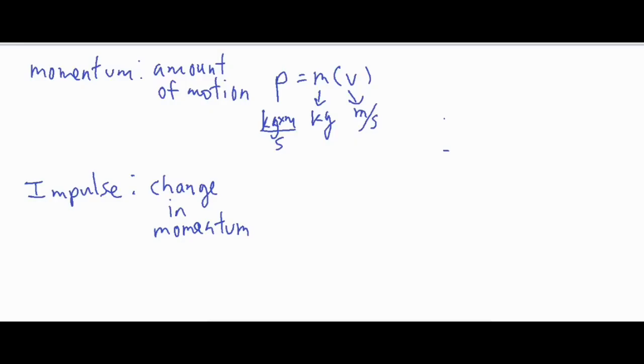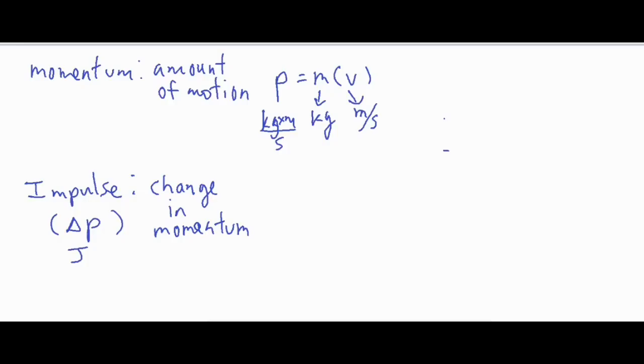Now, when you're taking a look at impulse, impulse is a change in momentum. Change in is shown with the symbol delta. So delta p, the change in momentum, is impulse. Sometimes it's also shown with a J as well, but delta p, I believe, is a little bit more common.